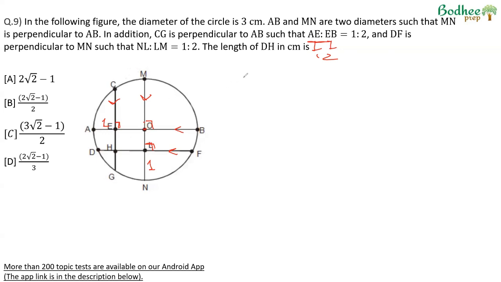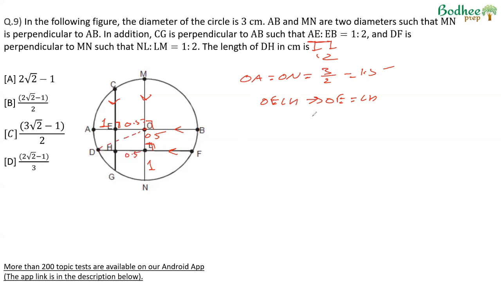Now, if we look at the radii, OA and ON will be the two radii, and they will be of half the length of the diameter, so 1.5. OA is 1.5, out of which AE is 1. So OE becomes 0.5. OL also becomes 0.5. Also, EH is parallel to MN because these two lines are parallel. OE is parallel to LH because these two lines are parallel. Therefore, we can say OELH is a parallelogram, which implies OE will be equal to LH. Since OE is 0.5, LH will be 0.5 as well.